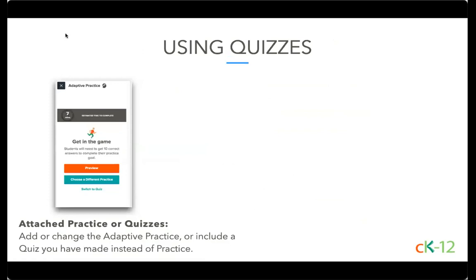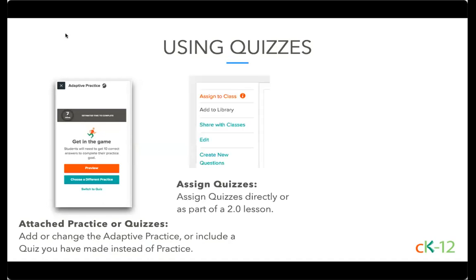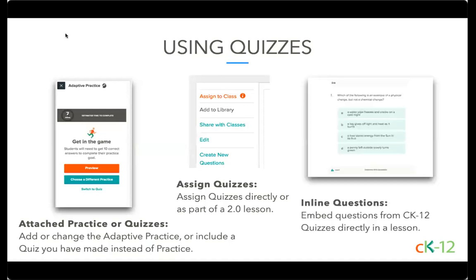So then how do you use quizzes? Once you've made a quiz, you have 3 options for using that quiz. You can swap out the practice included in a 2.0 FlexBook, or add the quiz if no practice exists already. You can assign the 2.0 lesson to your class, and you'll get a report on that lesson, how the student engaged along with how they did on the included quiz. And if you just want to report, but you don't want to attach it to a lesson, you can assign the quiz directly, and that will give you the report that goes with that.